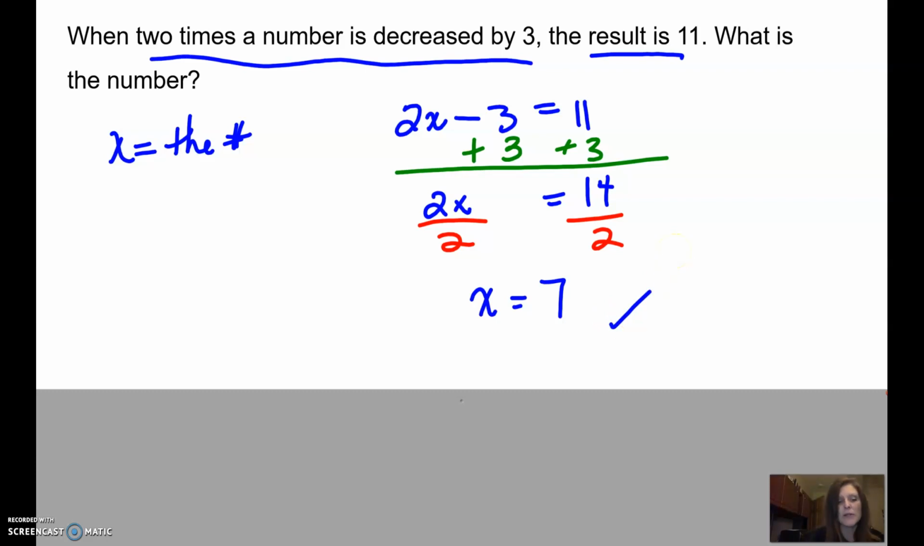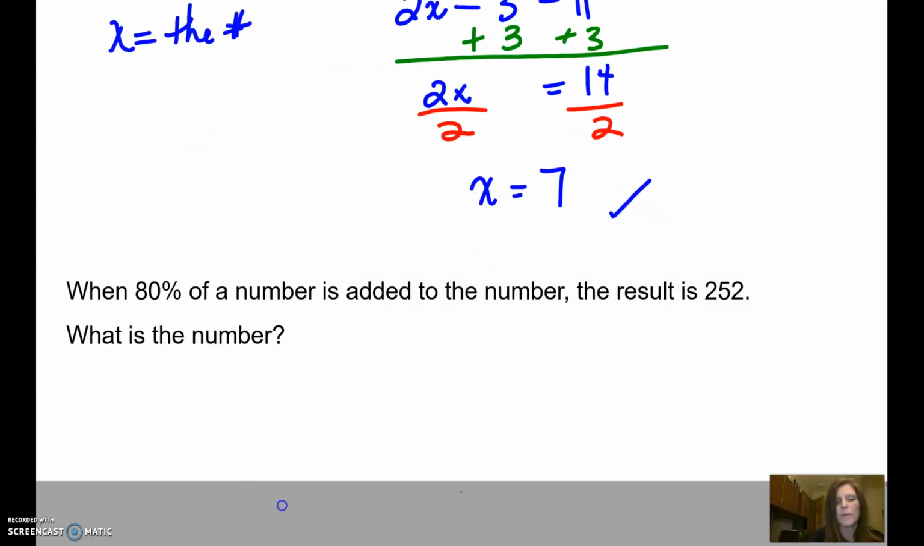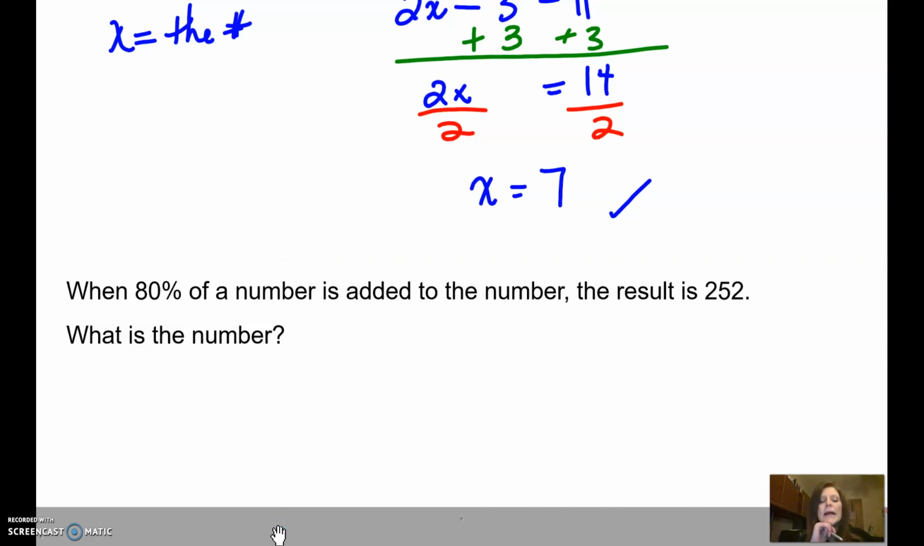All right, let's take a look at another one. In this problem, I have 80% of a number is added to the number. The result is 252. What is the number? Well, just like the last one, that question at the end tells me what my variable is, but I'm going to be very explicit and say x equals the number.